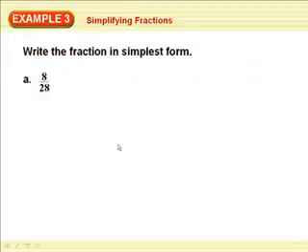Write the fraction in simplest form. So you look at it and you say, hey, what can go into 8 and into 28? Well, the best is to pick the greatest common factor. What's the biggest number that can go into 8 and 28? I think it's 4.